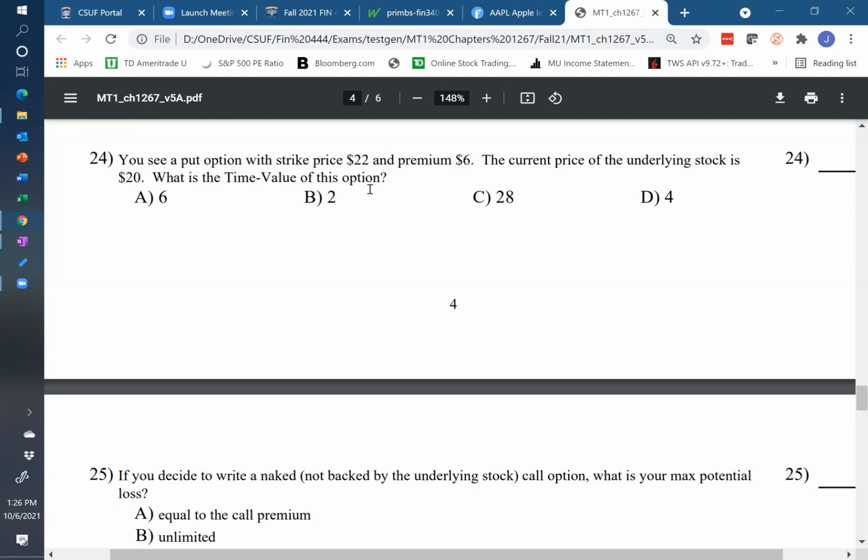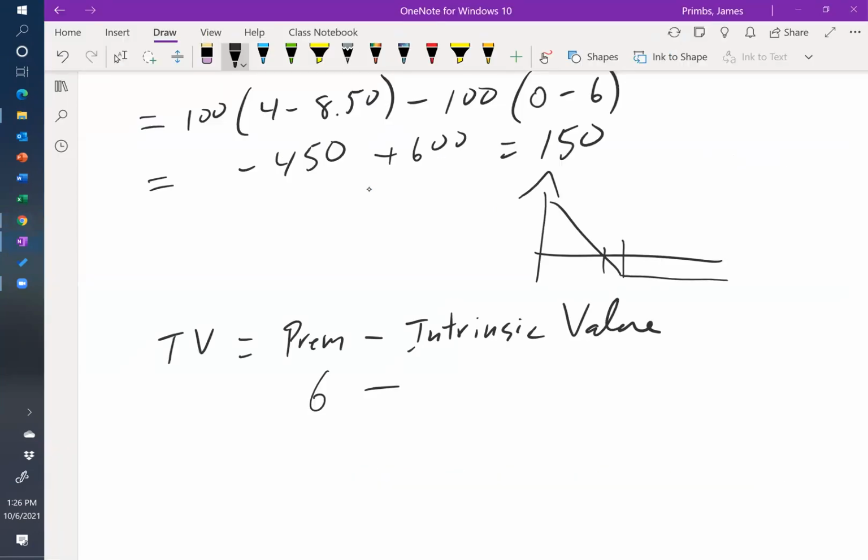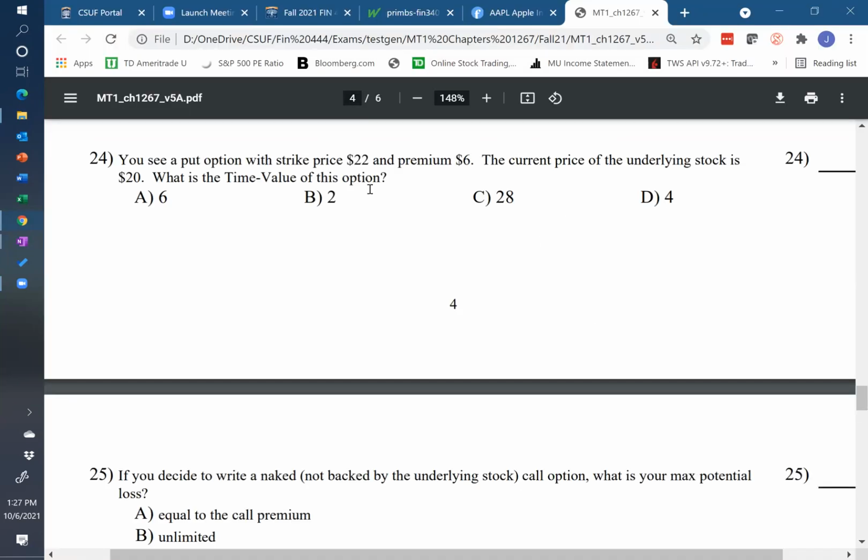It's a put option. Strike is 22. Current price of the underlying stock is 20. So its exercise value, its intrinsic value, would be $2. 6 minus 2, we're going to get $4 for the time value. So that's D.